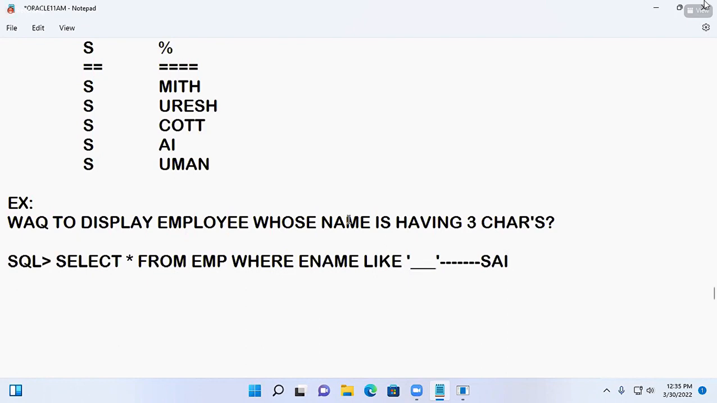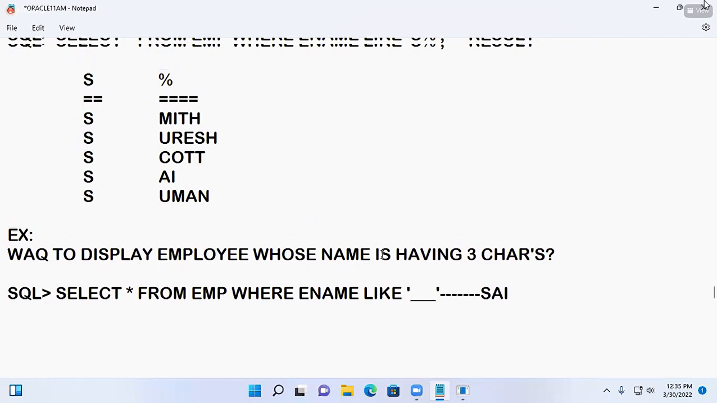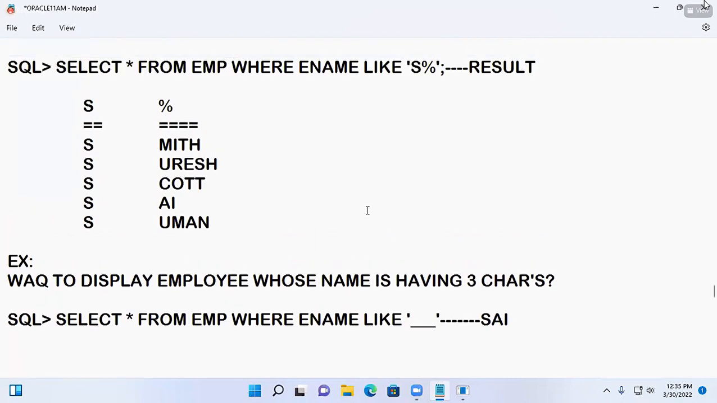No need for percentiles here. Okay, so this is how underscore and percent work. These are the definitions of percent and underscore and what the LIKE operator is. Now I will stop here, and on the LIKE operator we will see some examples. I will show you examples on different patterns.